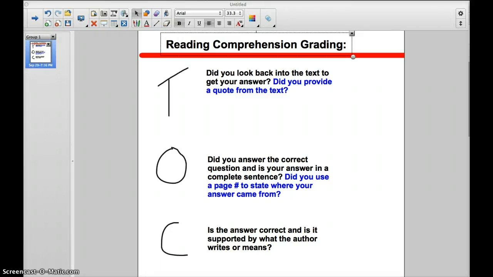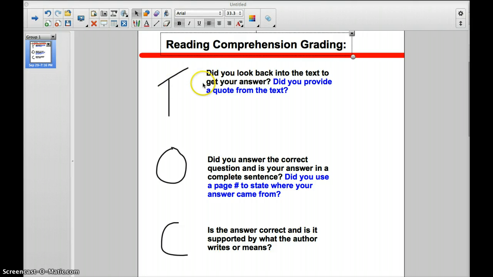I'd like to spend some time sharing with you the coding that I use when I grade your text-dependent questions or any reading comprehension questions that I grade. You might see a letter T on some of your Naomi Leon text-dependent questions or on your Age of Exploration questions. The T means text.